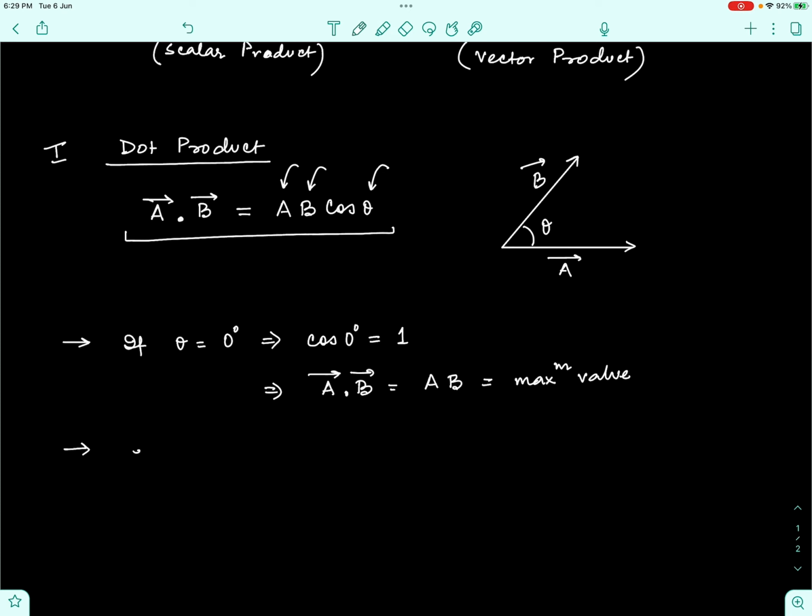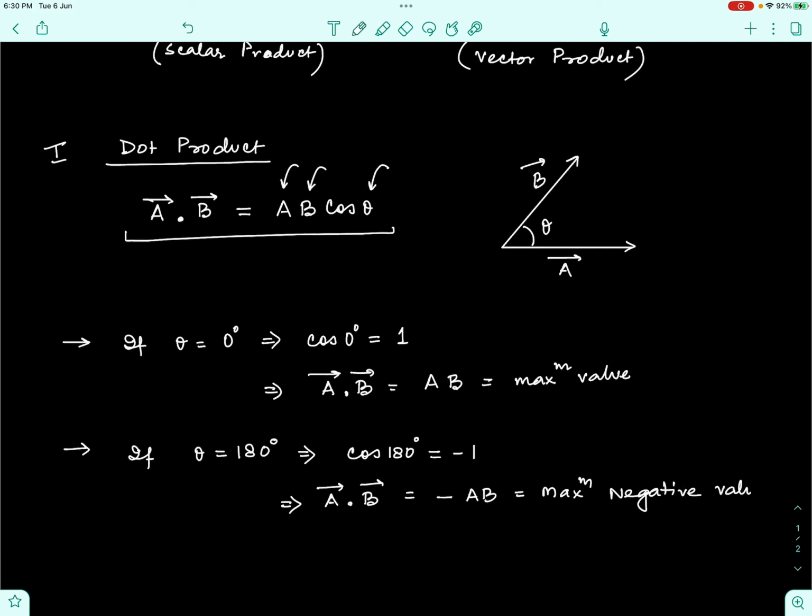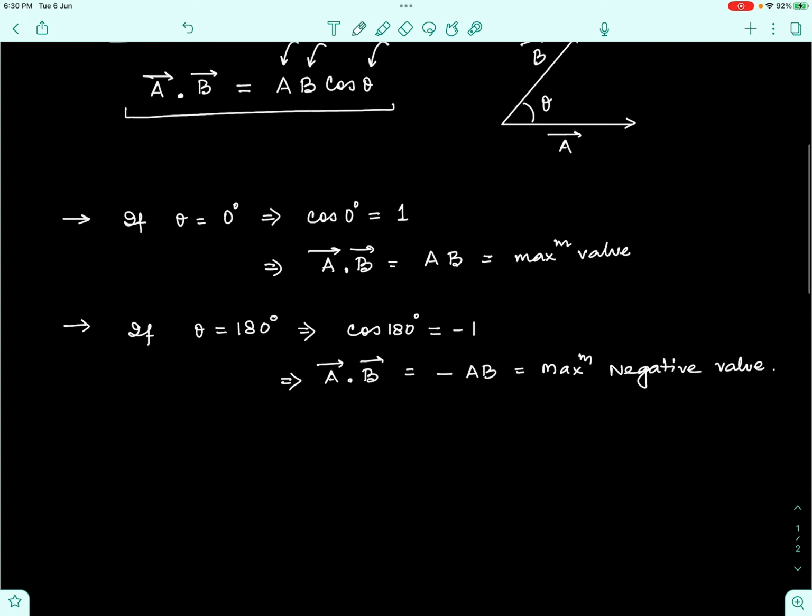In case the angle between the two vectors theta is 180 degrees, which is when the two vectors are pointing in opposite direction to each other, in that case we know that cos 180 degrees is the maximum negative value that cos theta takes, which is -1, and in that case the dot product of the vectors A and B will also take its maximum negative value, minus AB, right. That is when the two vectors are pointing opposite to each other.